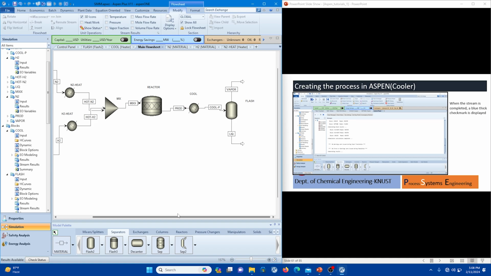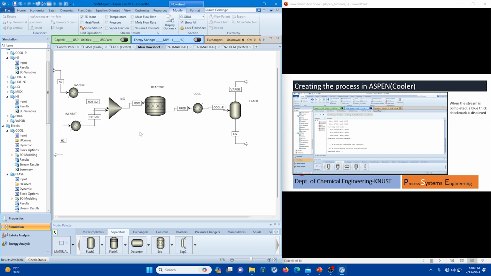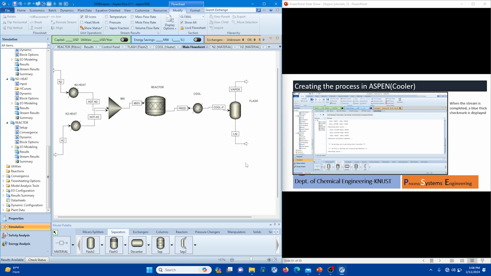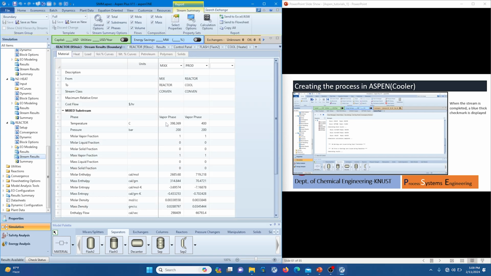Generally there are many ways to view different results. Some of the most interesting ones can be the block results. Here you right click on the equipment and go to results. There you can see the outlet temperature and pressure of the reactor, the heat duty. And it indicates our reaction was exothermic. This is the heat duty, the amount of heat we had to remove to keep the temperature constant. You can also see the streams attached to that equipment, again by right clicking on the equipment and selecting the stream results. And that should take us to all the connected streams.